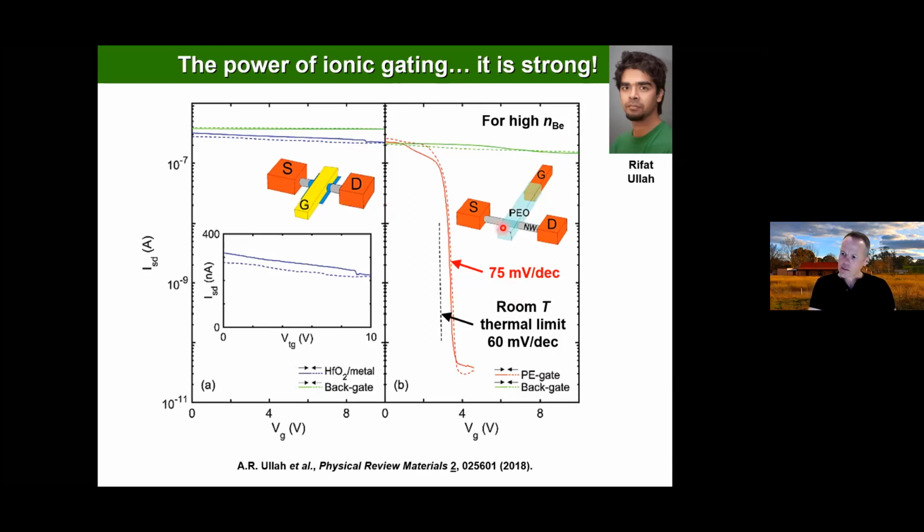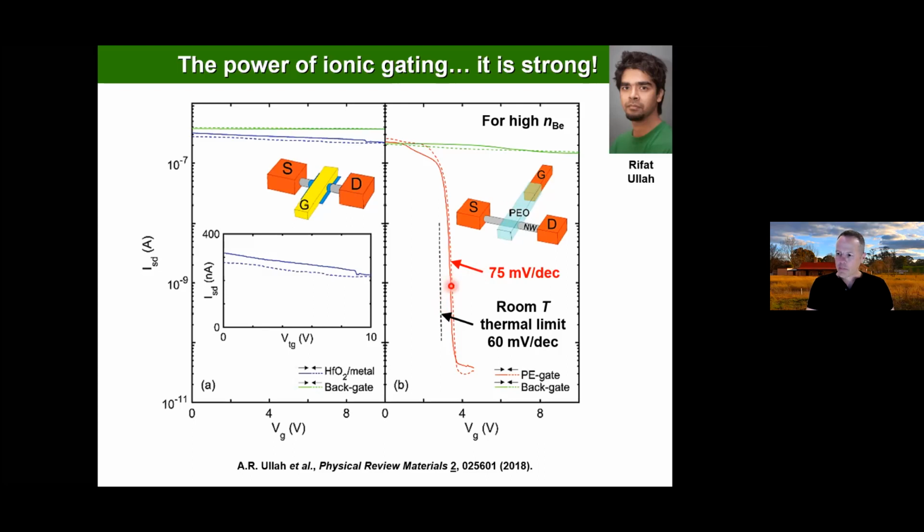If you take the same highly doped nanowire now and instead use an ionic gating approach, not only can you get this to turn off, but something quite remarkable happened that we found, which is that you get very, very sharp gating in here. We can get to within about 20–25% of room temperature thermal limit gating performance on these structures simply by going across to ionic gating, okay?